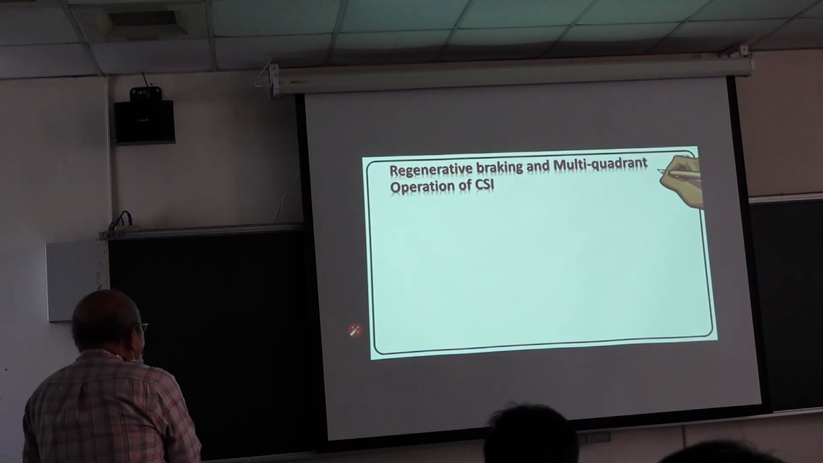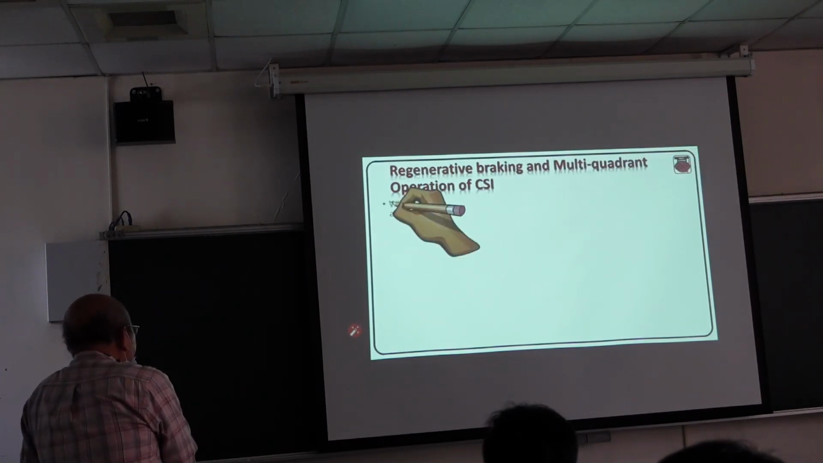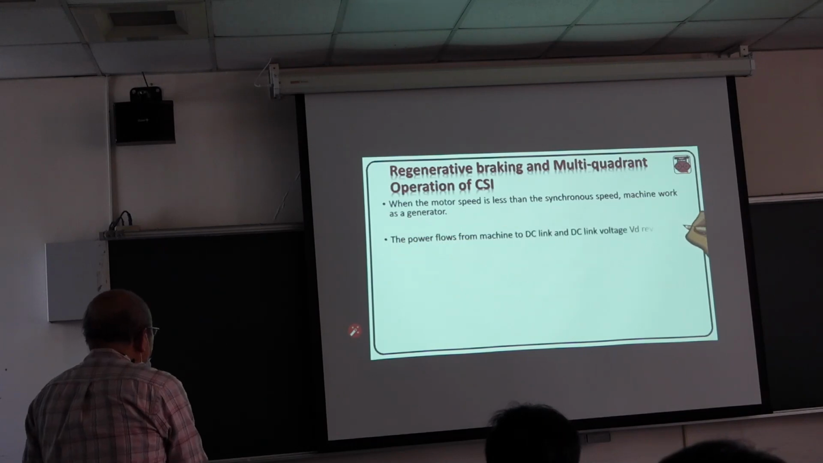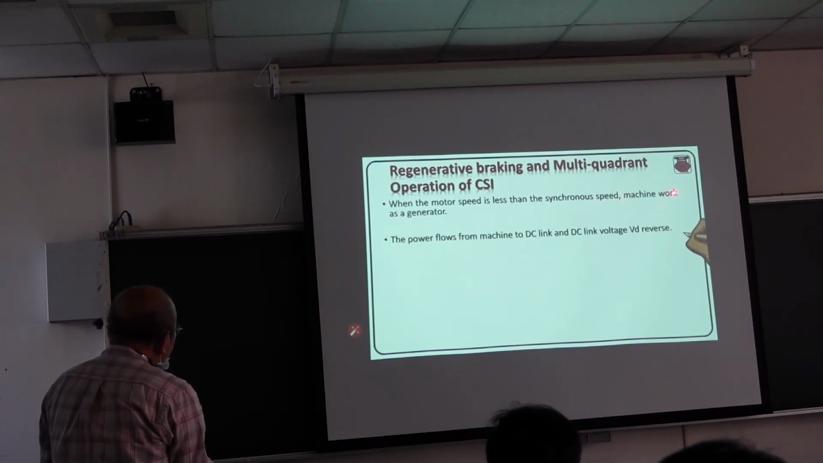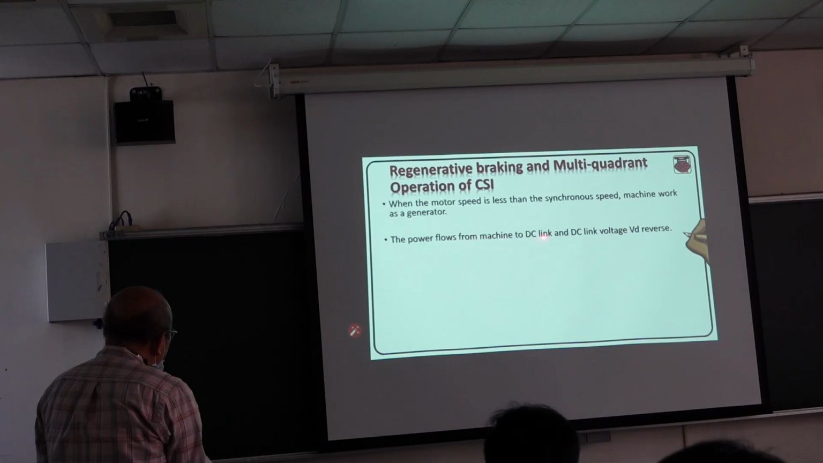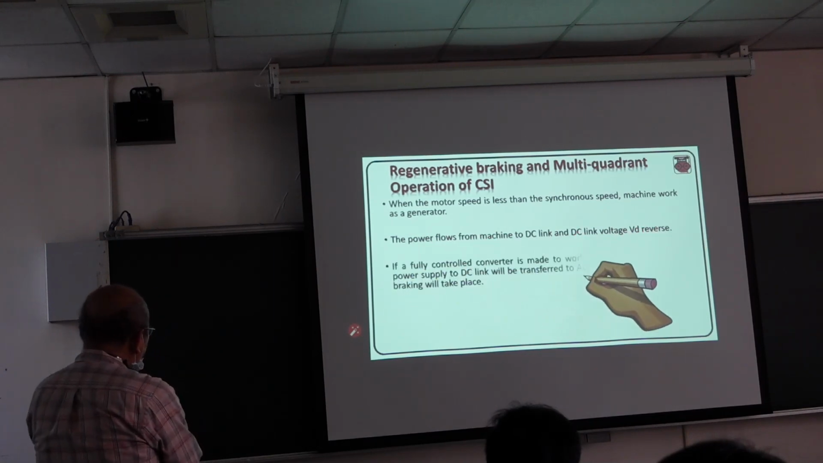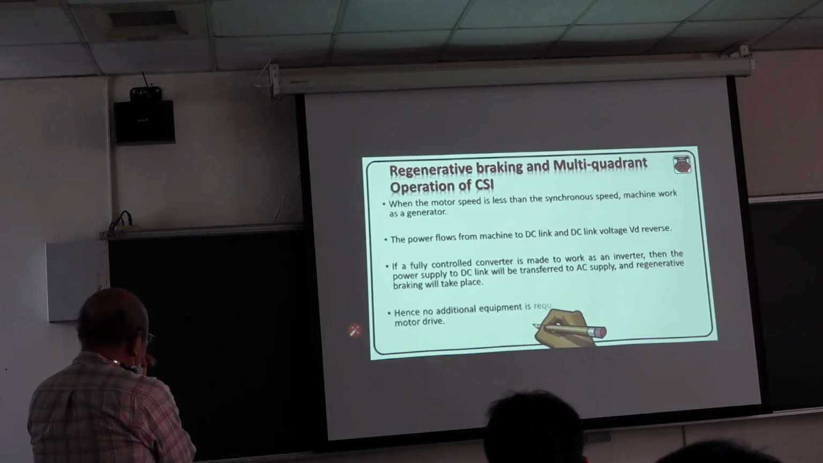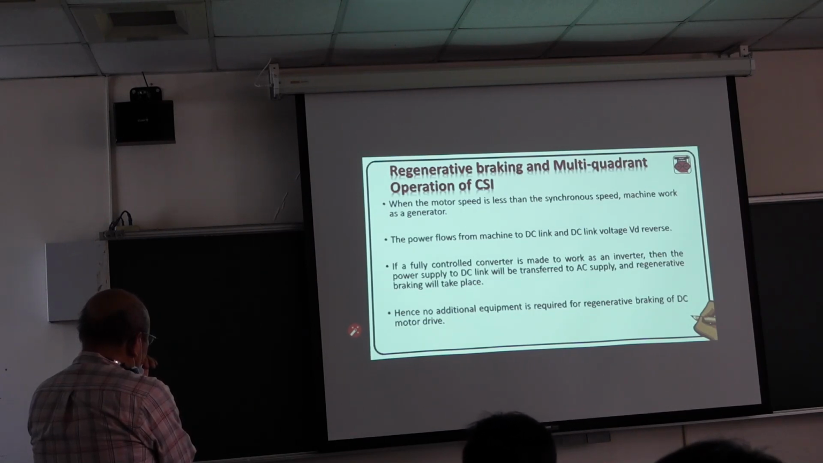Now, the regenerative braking and multi-quadrant operation of CSI. When the motor speed is greater than the synchronous speed, the machine works as a generator. The power flows from the machine to the DC link, and the DC link voltage will be reversed. If a fully controlled converter is made to work as an inverter, then the power supplied to the DC link will be transferred to the AC supply and regenerative braking will take place. Hence, no additional equipment is required for regenerative braking of the drive.